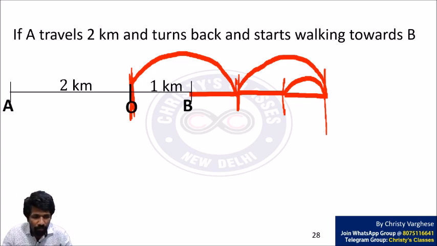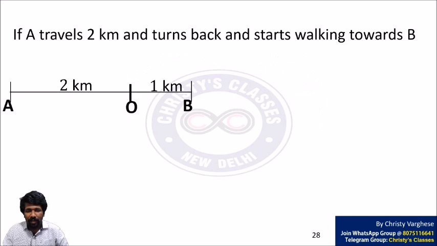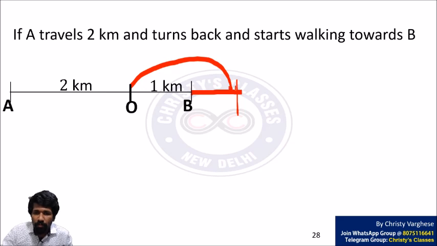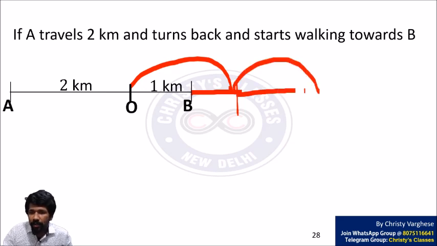A should meet B, or A should cross B, na? As both are human beings itself, crossing means meeting itself. That means they are meeting 2 kilometers, 1 more 2 kilometers after only they are meeting. So this is the point they are meeting.